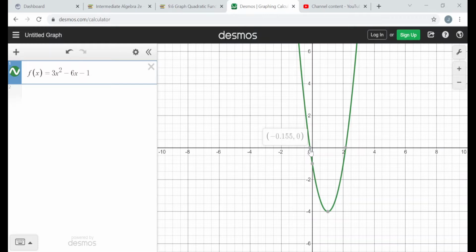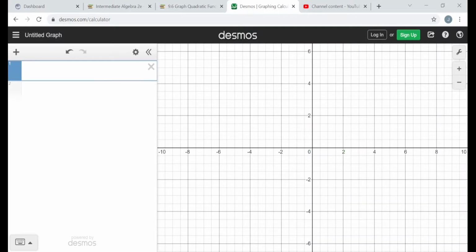Fantastic. So it looks like our parabola matches this. And if you want to, you can put in the axis of symmetry, but I'm going to stop doing that. We did a good job. Great.